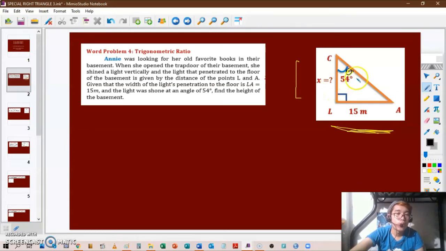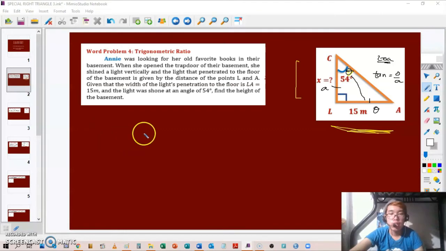Okay, so we have here the opposite of theta is given. So that's opposite, and the adjacent is the one that we need to find. So therefore, we can use TOA. Is that right? Tangent, TOA. Okay, TOA: tangent is equal to opposite over adjacent. So let's use that one.